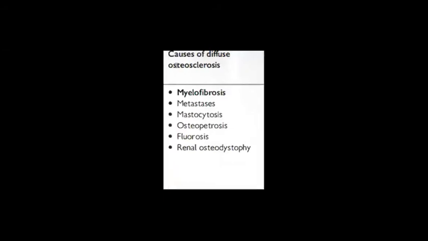diffuse osteosclerosis: myelofibrosis, metastasis, osteopetrosis. So in childhood, I think it will be osteopetrosis more, and also renal osteodystrophy. So these are the major questions in the exam if you find splenomegaly. The management of this patient will be hematological referral and bone marrow biopsy.